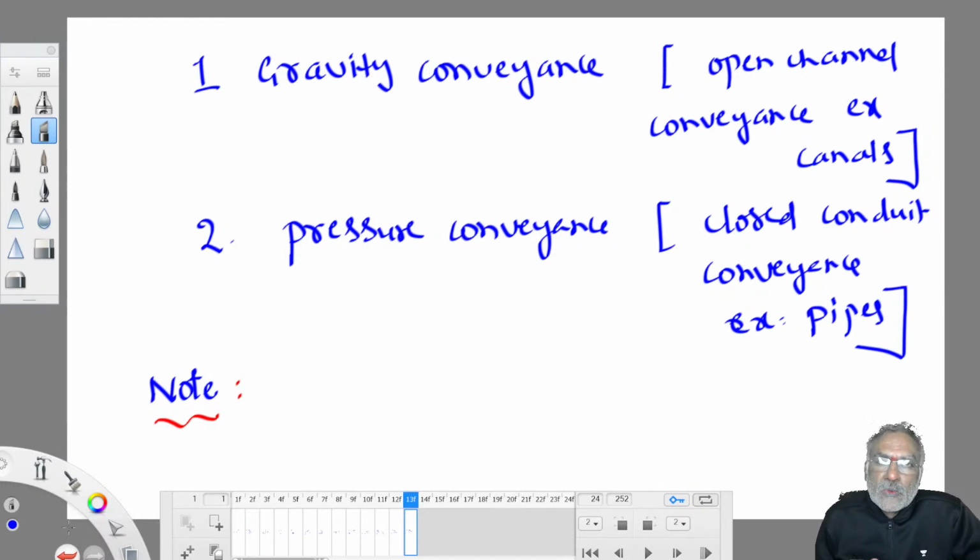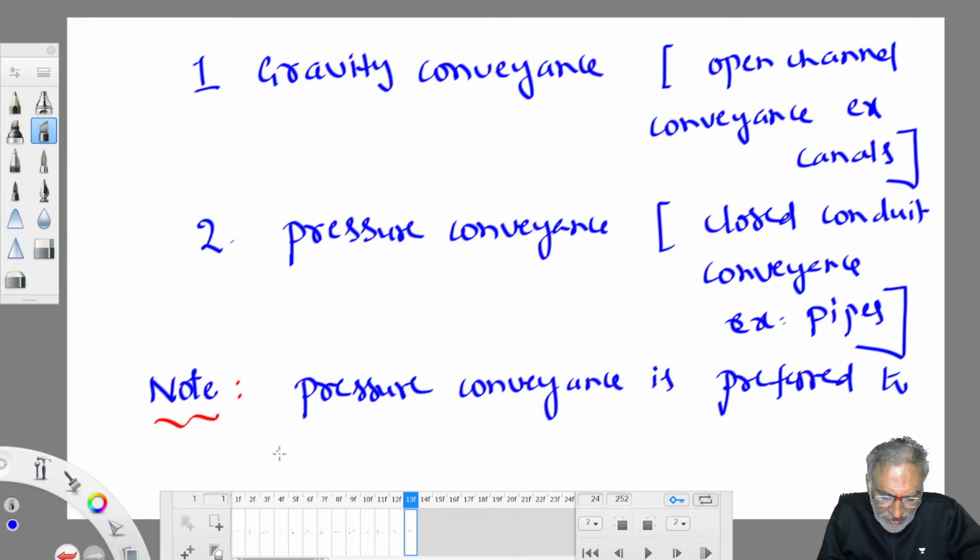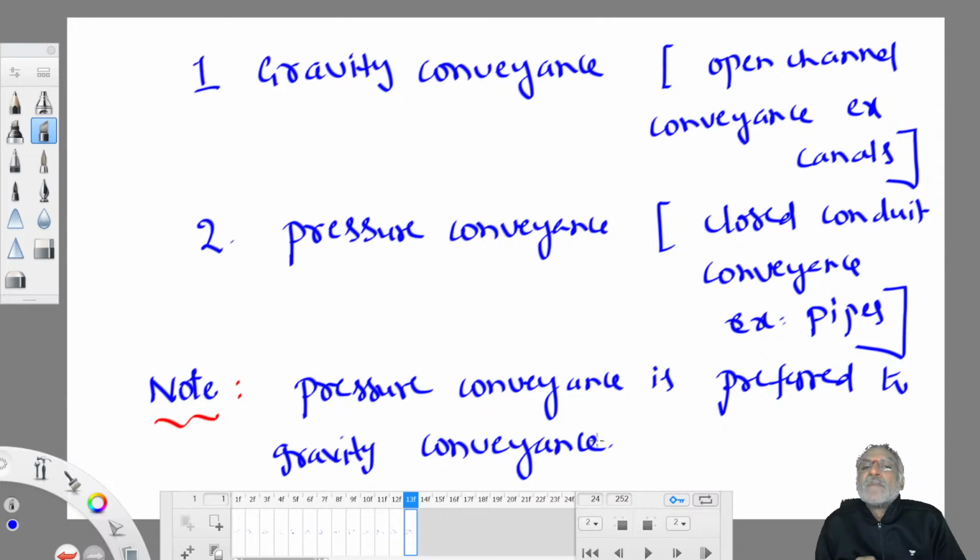Therefore, without any loss of water, maintaining the quality, without changing the quality, you want to take water from the source of collection to the place of supply. So better is pressure conveyance. So pressure conveyance is preferred to gravity conveyance. Whenever we talk about pressure conveyance, one design question they are asking.